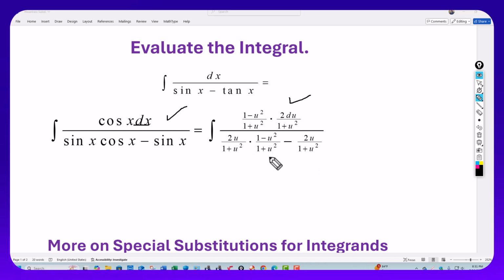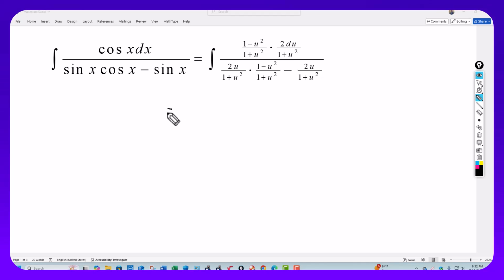Then all we're going to do is simplify this out. So here's what we're going to do. We're going to multiply numerator and denominator by 1 plus u squared. Notice we have 1 plus u squared here, here, here, everywhere here.